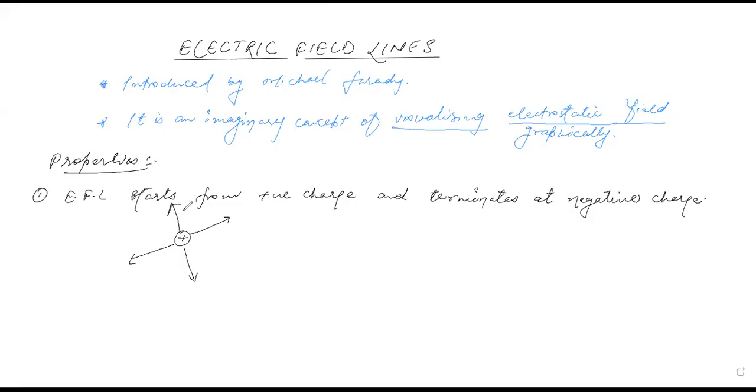A positive charge is sometimes known as a source charge. Similarly, for a negative charge, electric field lines terminate at the surface. This is sometimes also known as a sink charge. Note it down.